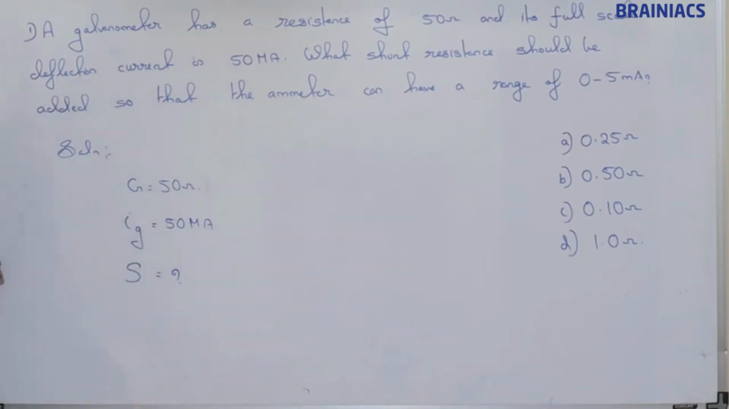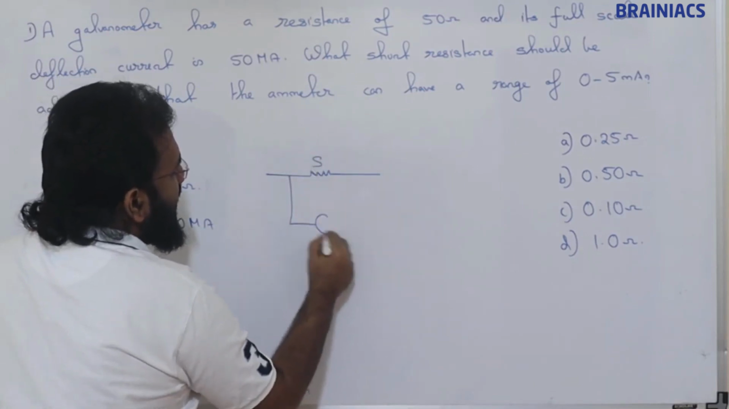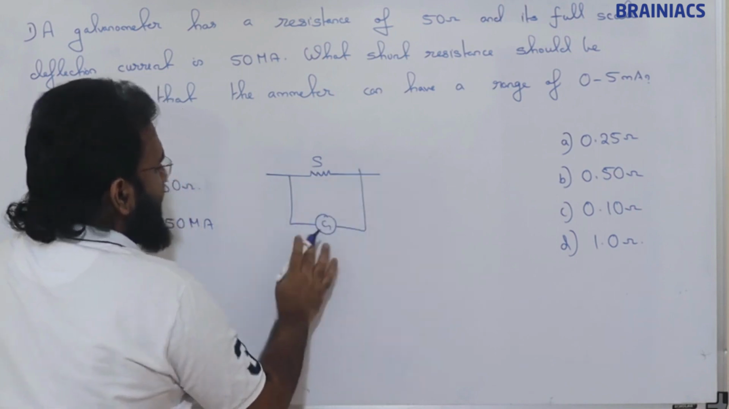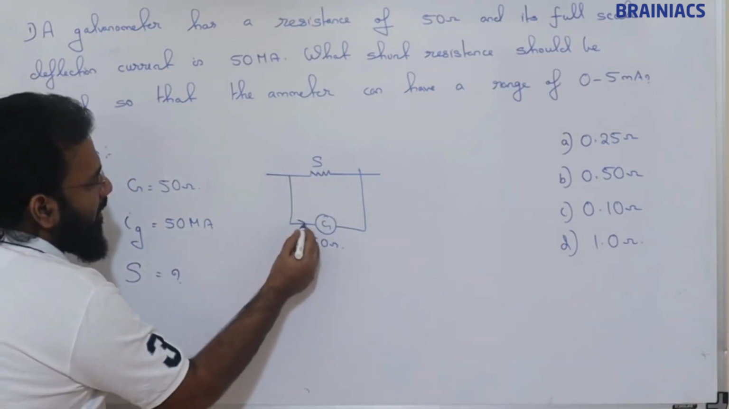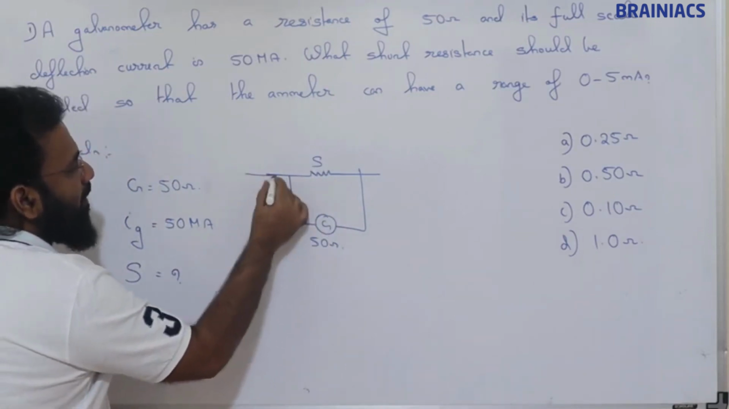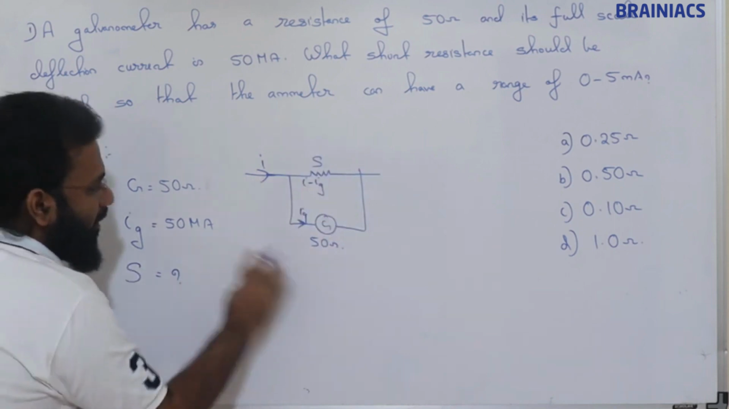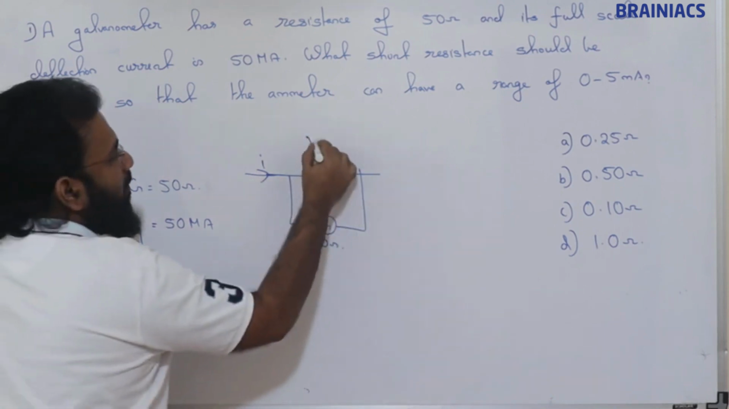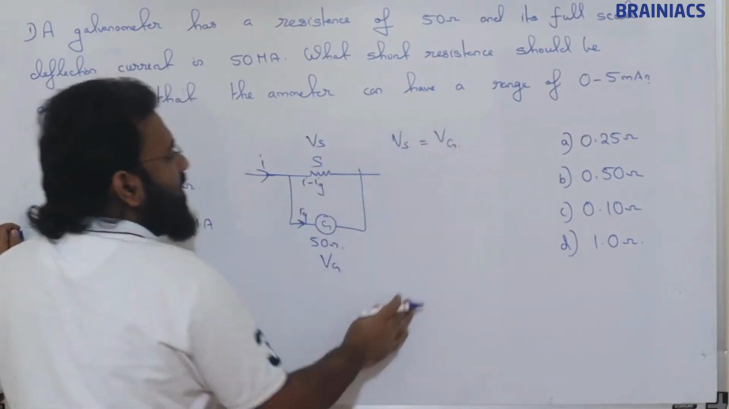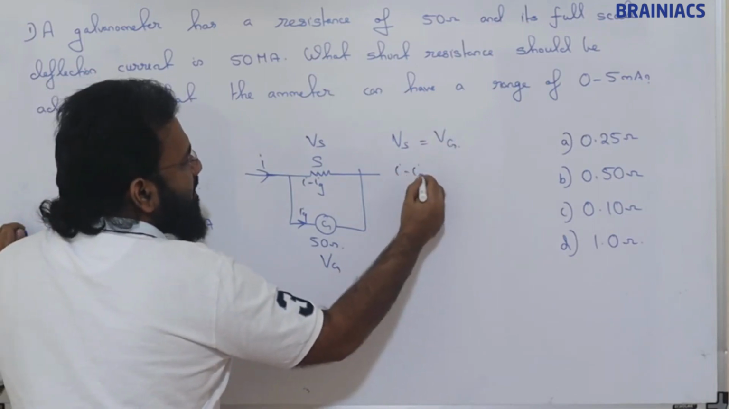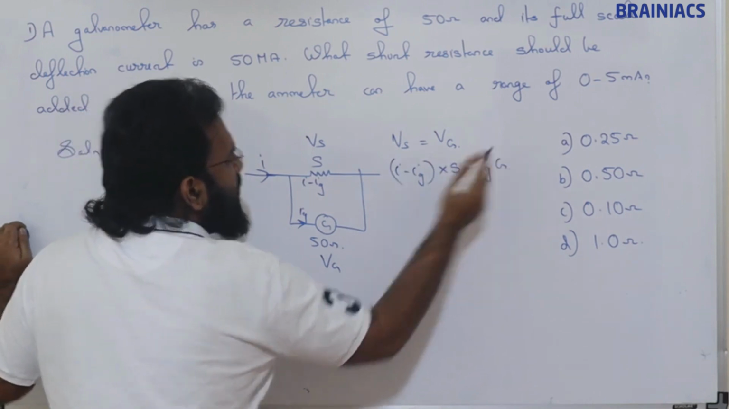This is what the question is. Suppose this is the shunt resistance and this is the galvanometer resistance, given as 50 ohm. The shunt we need to find out. If Ig is passing through the galvanometer, then I minus Ig will be passing through the shunt. According to the equation, Vs and Vg are both equal. Vs must be equal to Vg. So (I minus Ig) into S is equal to Ig into G.